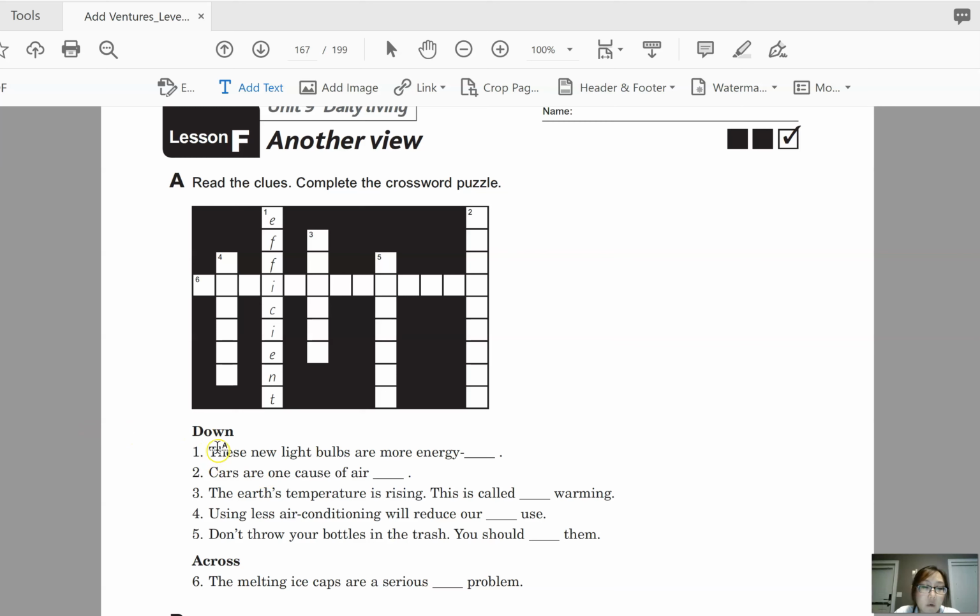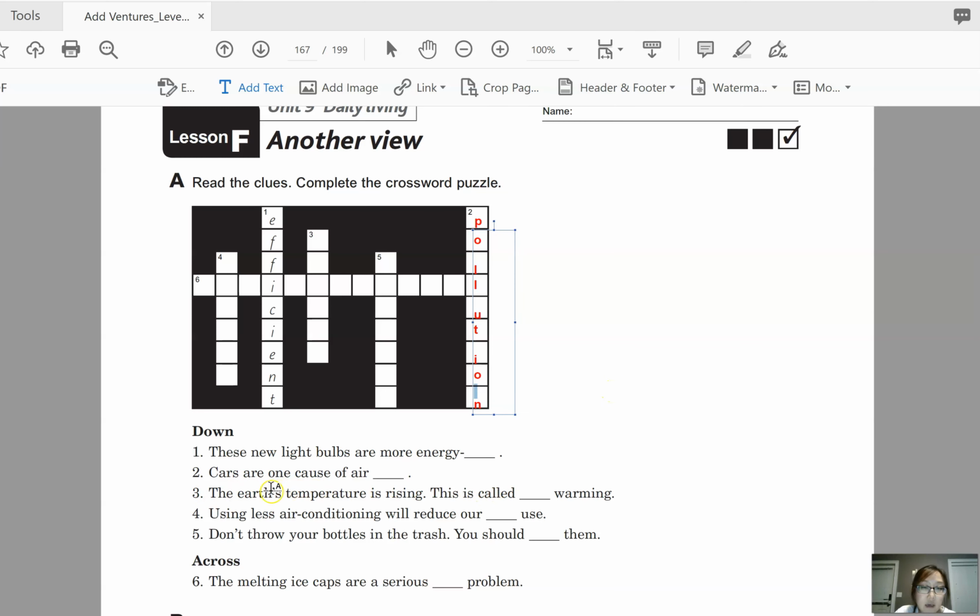Okay, so let's look at number 1 down, and you can see the number here, 1 down. These new light bulbs are more energy efficient. And then number 2, and we can find that here. Cars are one cause of air, and I wrote the answers down earlier, so I'm going to show it so that I don't have to type all of it as you watch. Again, cars are one cause of air pollution.